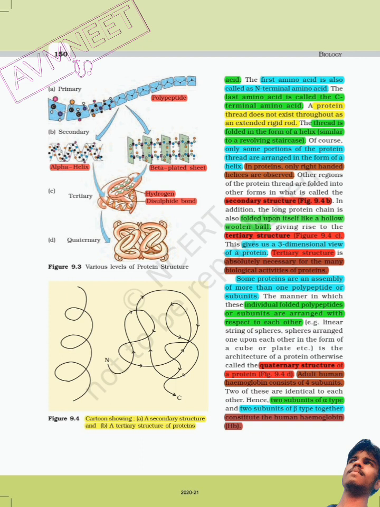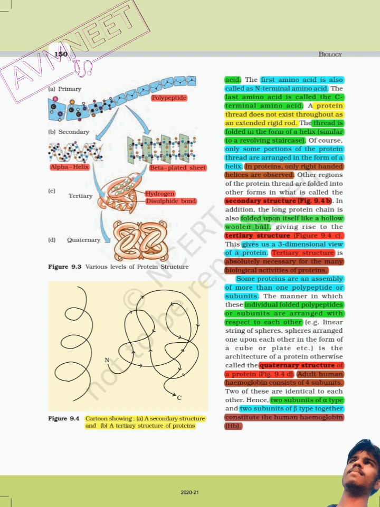In addition, the long protein chain is also folded upon itself like a hollow woolen ball, giving rise to the tertiary structure. This gives us a 3D view of a protein. Tertiary structure is absolutely necessary for the many biological activities of proteins.